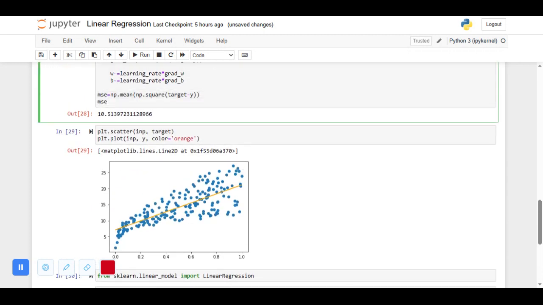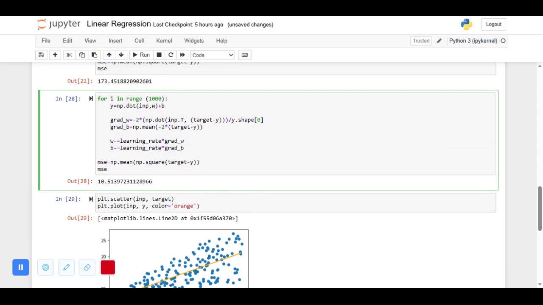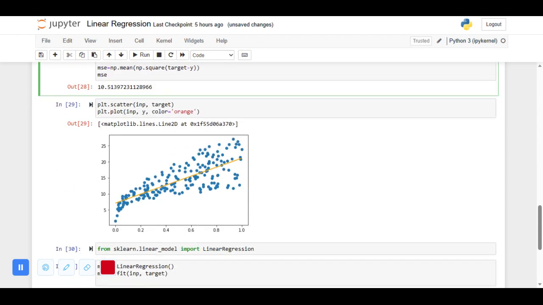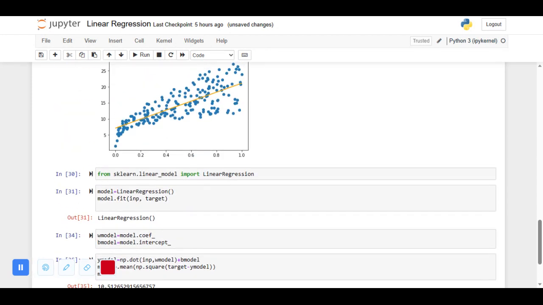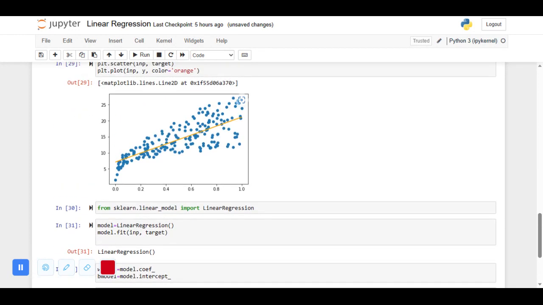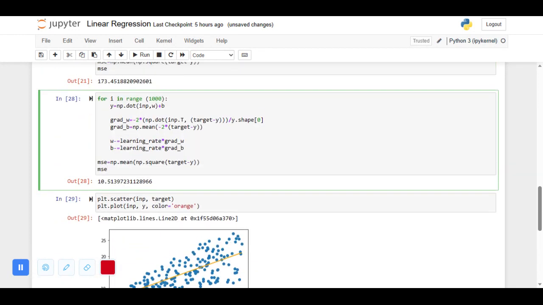So we have written the exact same code which we can compare with sklearn, and it performs very well. So guys, this was the video about linear regression from scratch.